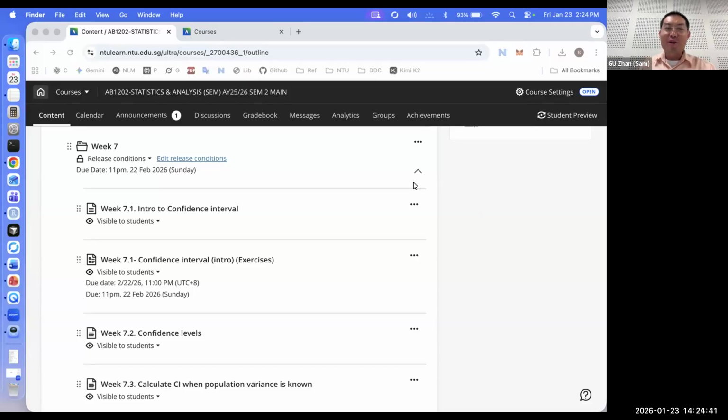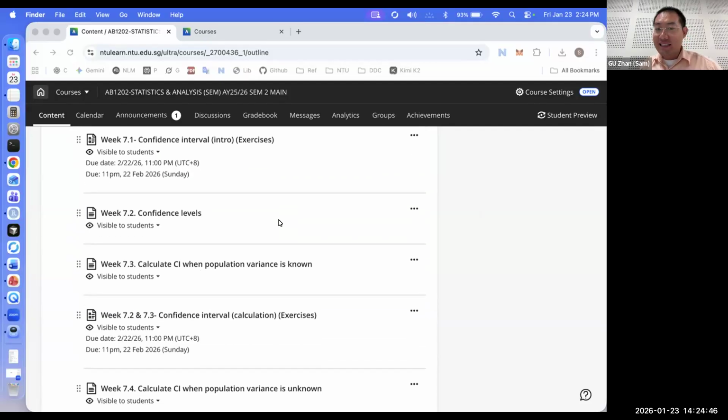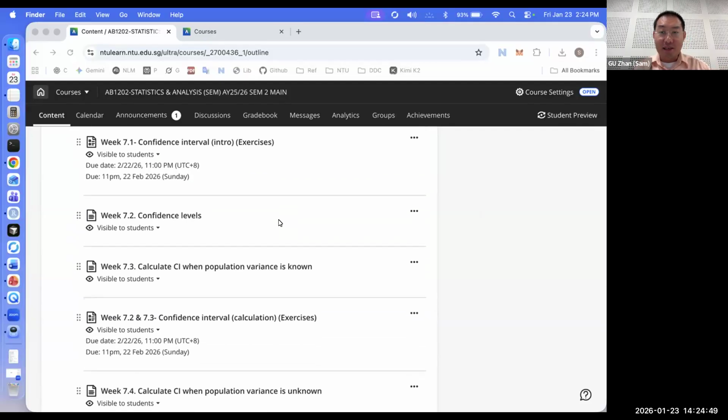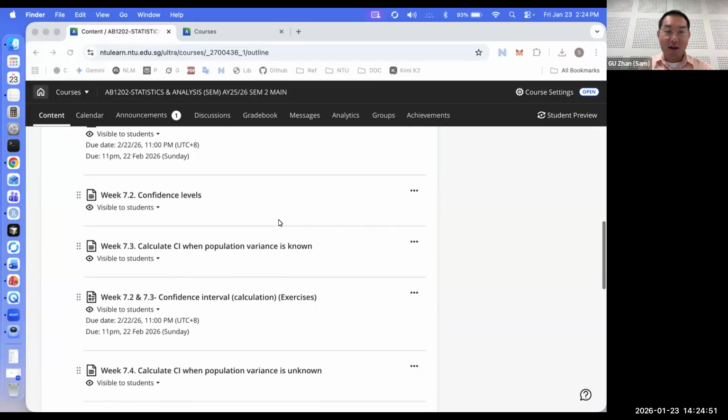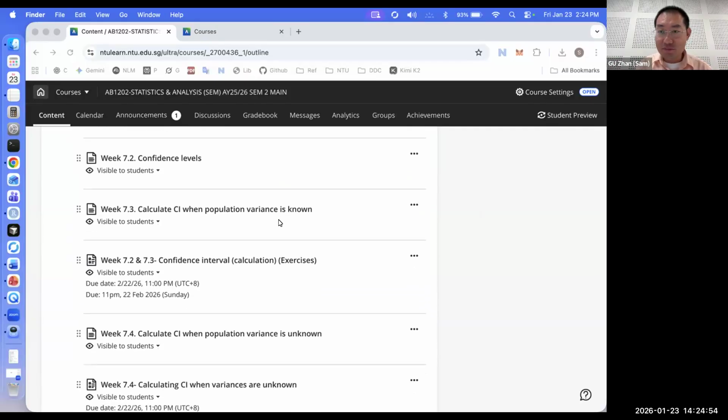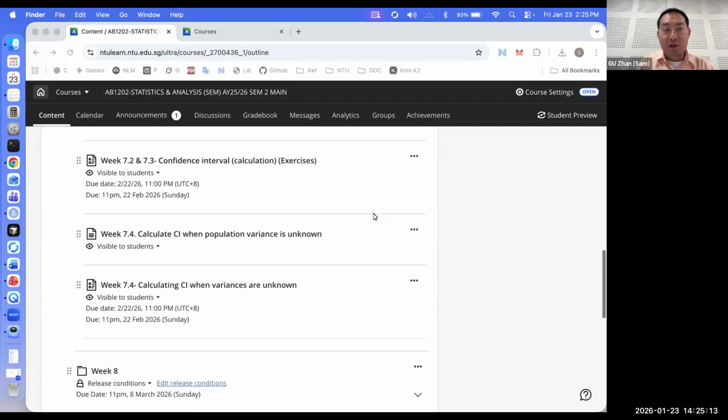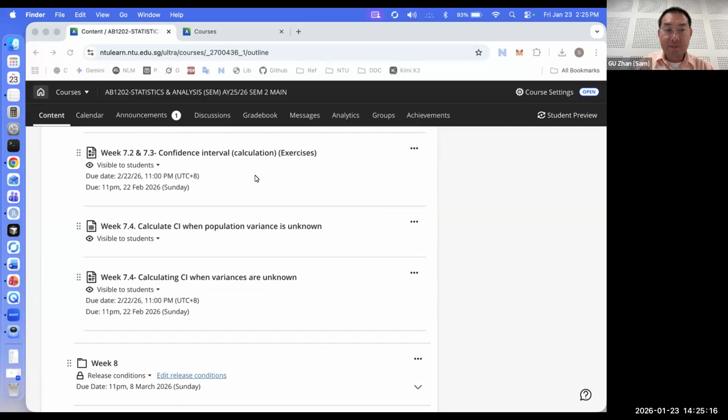Week 7 will be looking at the confidence interval, confidence levels, 90%, 95%, significance level, alpha equal to 0.1, 0.01, 0.05. So confidence level and the significance level can be calculated as confidence level equals 1 minus alpha, significance level, or alpha equals 1 minus confidence level. Okay. Then calculation of confidence interval.